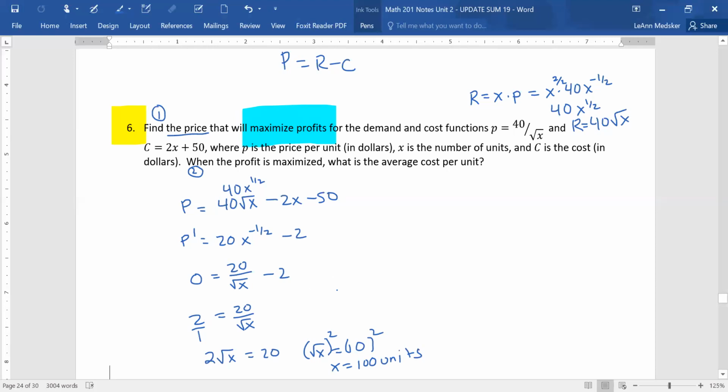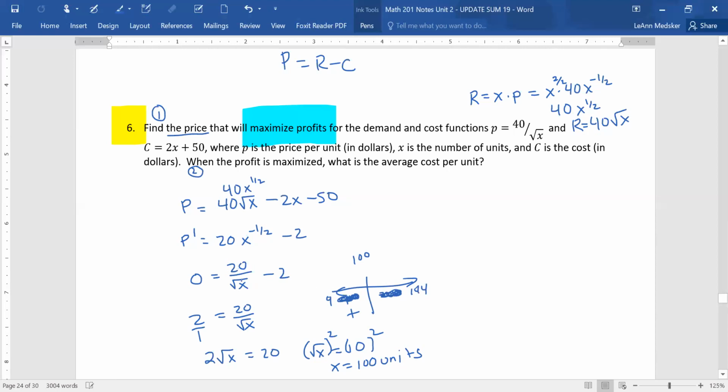I am going to check to make sure this maximizes profit first, because sometimes people blindly believe that and they need to check it. If we put in a 10 and maybe a 200 into our derivative here, square root of 10, well, let's do a nicer number. Let's do 9 or 4 even. 4 would be really easy. And I'm doing that because of the square root. So 20 divided by square root of 4 would be 20 divided by 2, so that's 10. 10 minus 2 is a positive. And let's do 144, something easy.